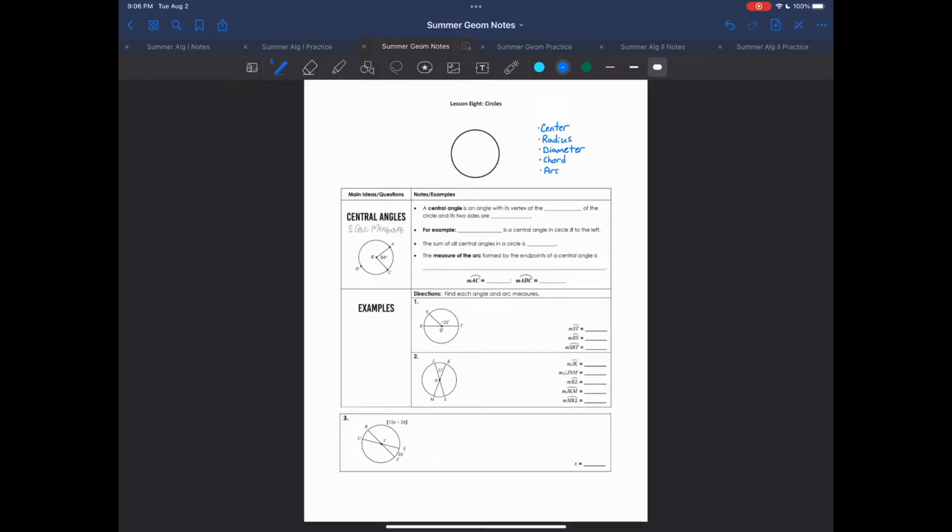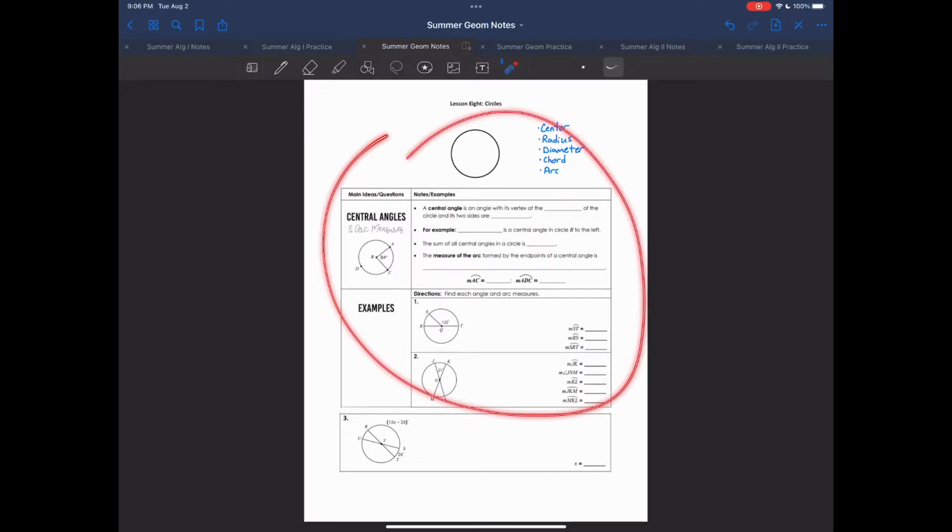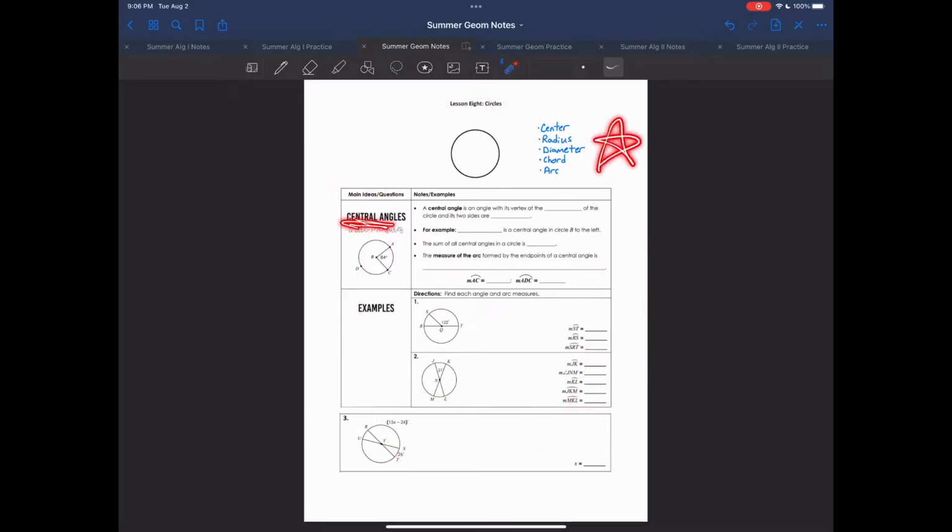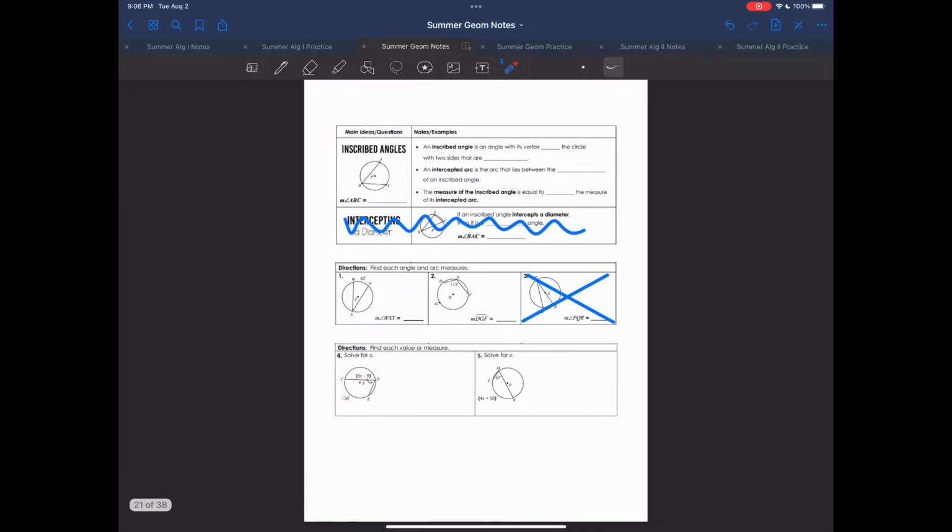All right, guys, we are covering lesson 8 today over circles. So, new territory here. This is going to be a lot of brand new information. The biggest part I want us to focus on is everything on this first page, all this first page stuff over central angles and some of the vocab we're going to talk about up here. If you make it through that, that's going to be ideal.